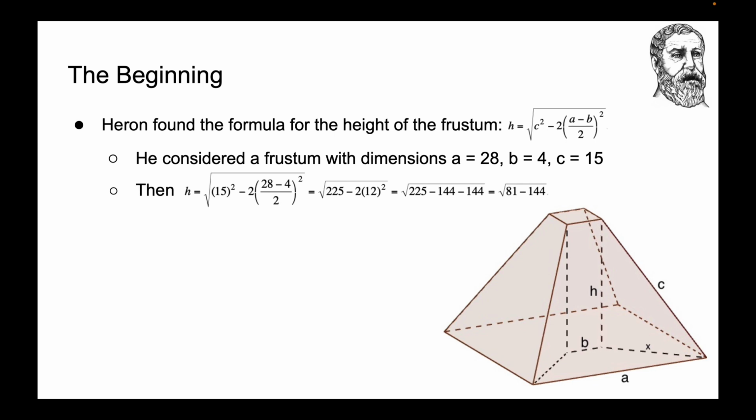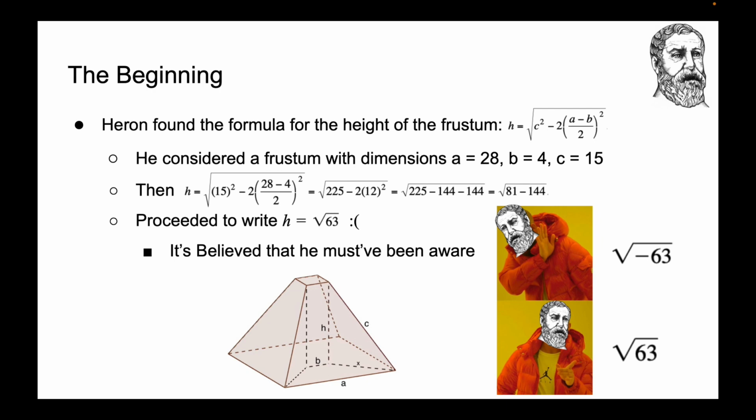Now, once he found this, he considered a frustum with a lower base length of 28, an upper base length of 4, and a slant length of 15. But when he plugged this into his formula, you can see at the end he gets the square root of 81 minus 144. Now, obviously, that is the square root of negative 63, but what did Heron write down? Well, it appears that he wrote down the square root of 63. So close! Now, historians believe that he was aware that it was the square root of negative 63, but he just pretended that he did not see that.